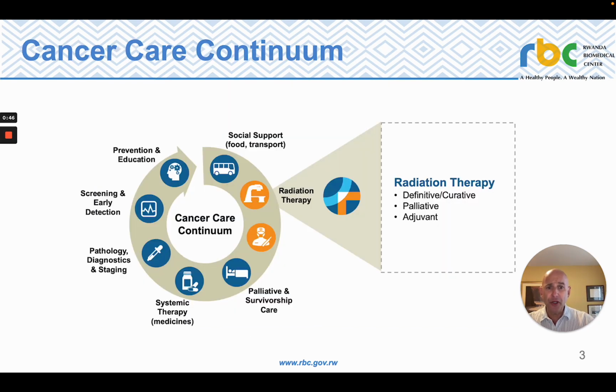Before we jump into this talk on radiation therapy, I think it's important to remind all of you that we need to be thinking about radiation therapy as one piece of a much wider cancer care continuum. This continuum includes everything from prevention and education through screening and early detection, all sorts of diagnostics, systemic therapy, surgery, palliative and survivorship care, social support, including transport and food. So all of these things need to be taken into consideration, and radiation therapy can't be thought of as one treatment in isolation. Cancer care requires all of these components to be successful.